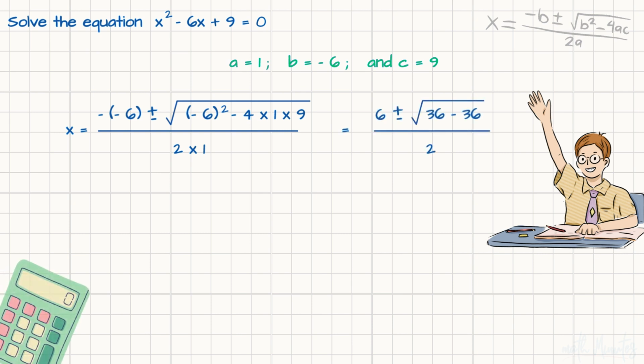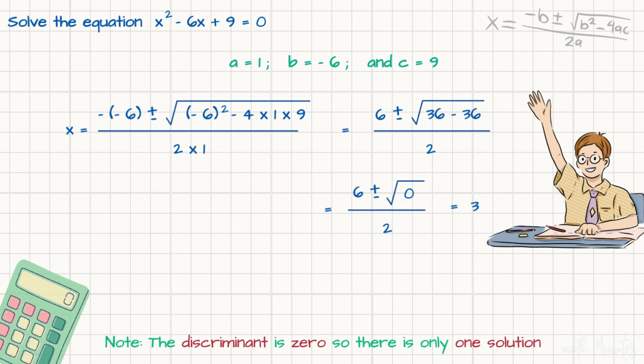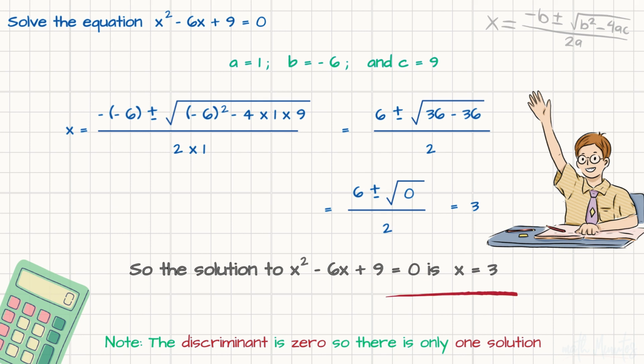Simplifying the expression gives us x equals 6 plus or minus square root of 0 divided by 2. So x equals 6 divided by 2, which equals 3. We note that the discriminant is 0. So we only have one real solution to the equation x squared minus 6x plus 9 equals 0, which is x equals 3.